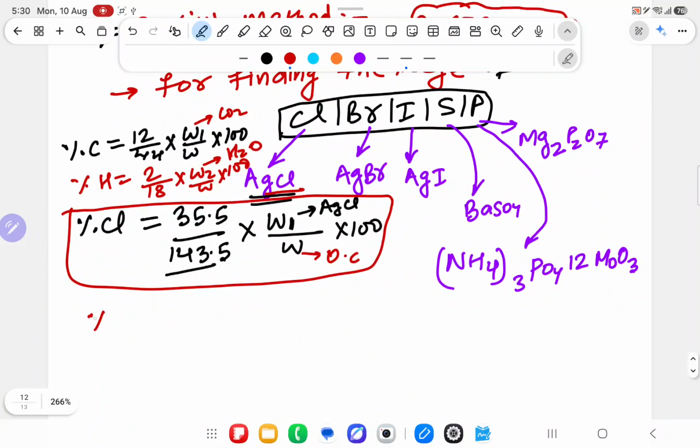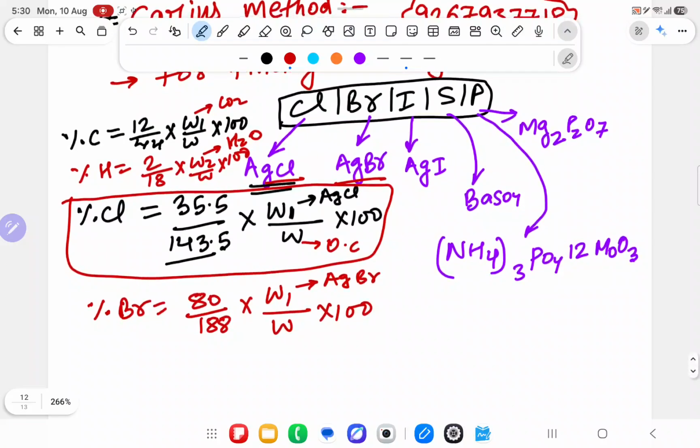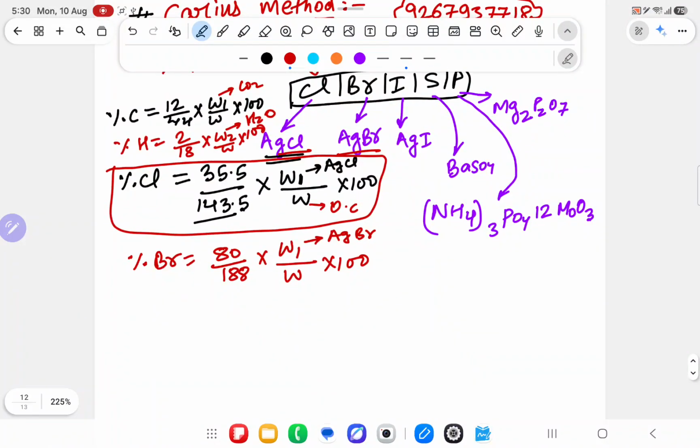Now understood. Suppose I ask for percentage of bromine. What will you write? Sir, weight of bromine, which is 80. Weight of AgBr, sir, 188. Easy to learn? Yes, sir. Then given weight of AgBr, W1, by given weight of organic compound, into 100. Oh, for this you have written, okay sir, I understood now.